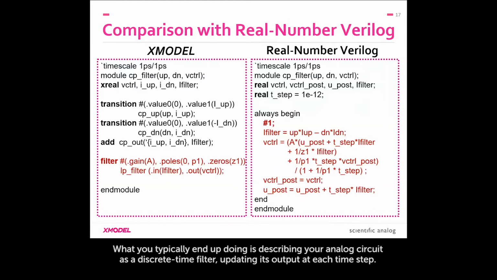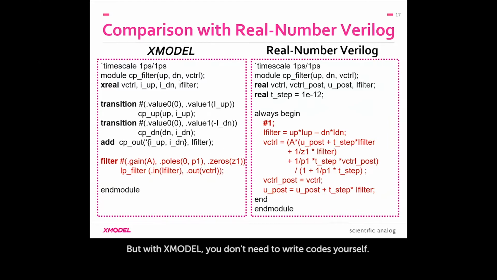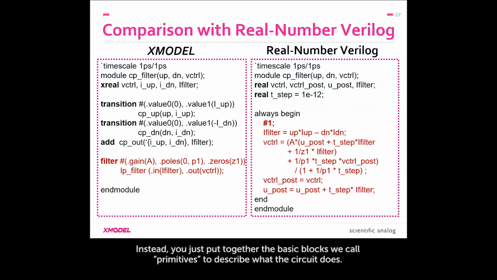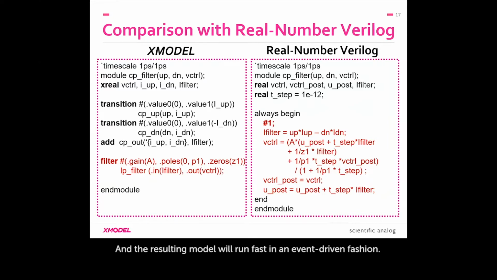What you typically end up doing is describing your analog circuit as a discrete time filter, updating its output at each time step. But with XModel, you don't need to write code yourself. Instead, you just put together the basic blocks we call primitives to describe what the circuit does. And the resulting model will run fast in an event-driven fashion.